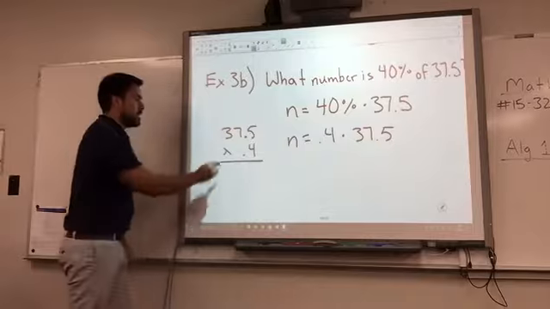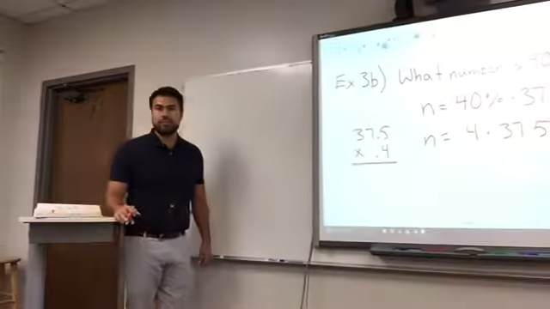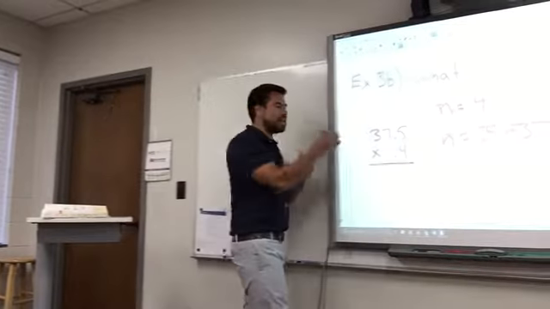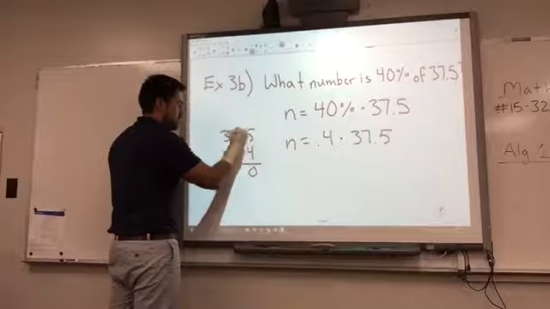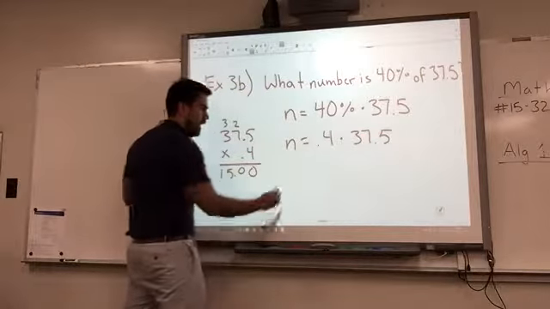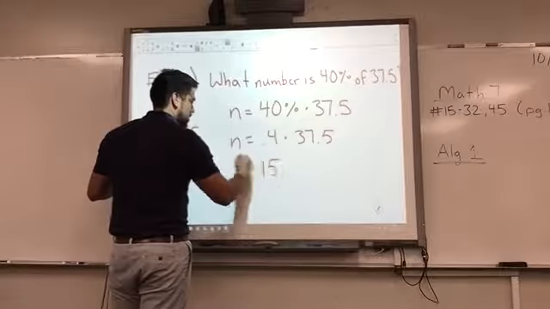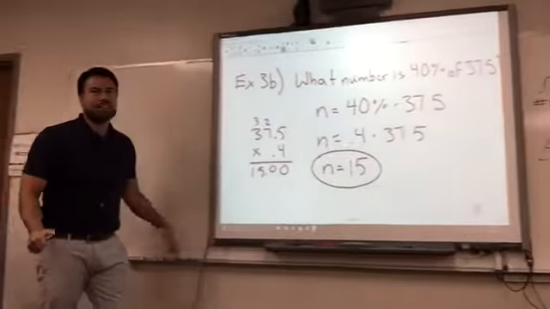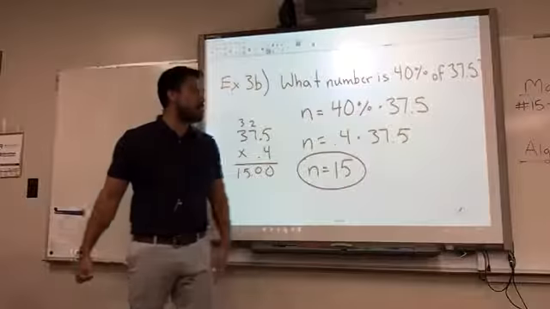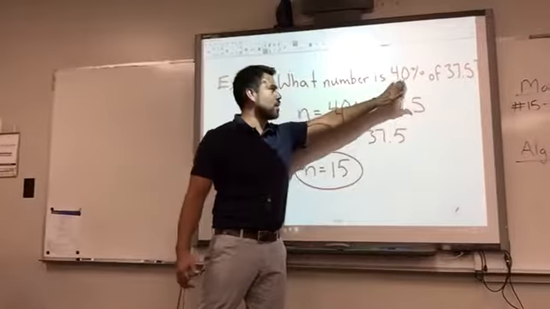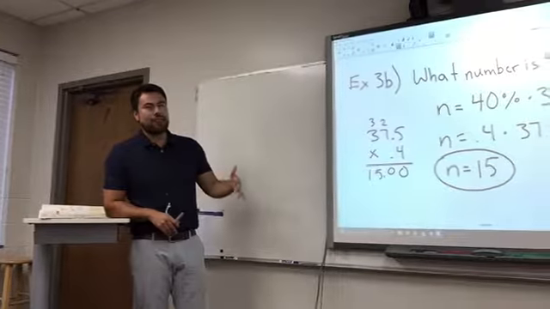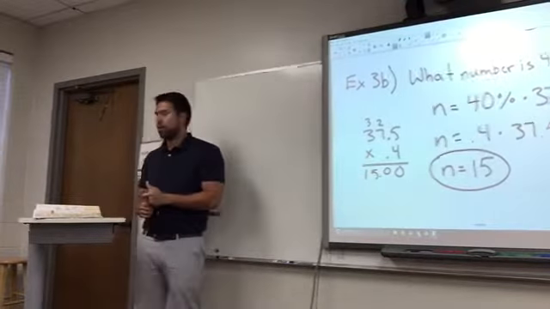Oh, by the way, when you're multiplying decimals, do the decimals have to line up? No. Can they line up? Yeah, but don't worry about that. So 20, 30, 15, decimal goes here. I get n equals what? 15%. No, they already gave me a percent. All right, what number is 40% of 37.5? 15 is 40% of 37.5. You could say 15 is about half of 37.5. And I hope that makes sense.